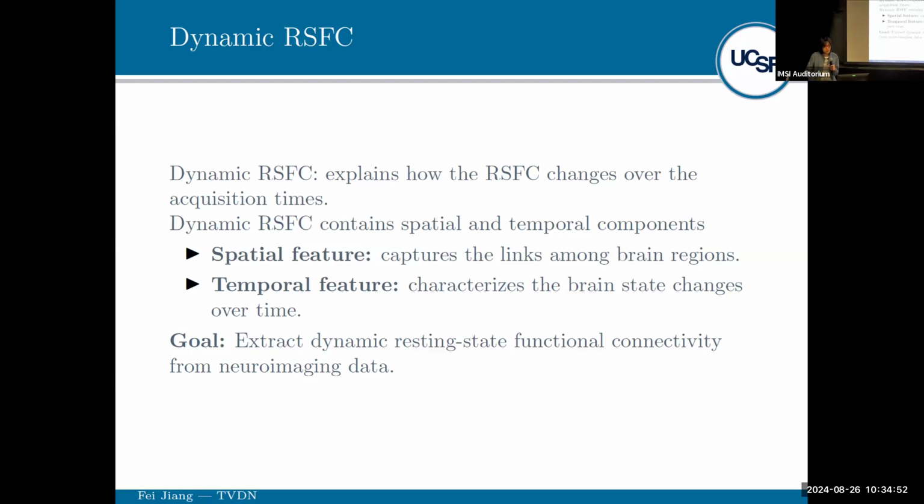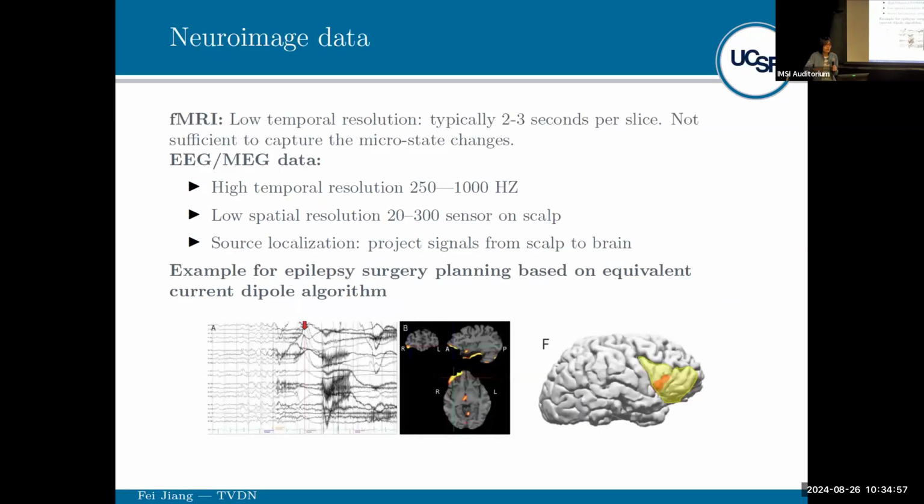The second question for us is which kind of neuroimaging data we need to use. There are a few kinds of functional data. The first one is the fMRI data, but the problem is that fMRI data has low temporal resolution, typically just 2 or 3 seconds per slice. It's not sufficient to capture the microstate changes. So we've switched our focus to EEG and MEG data. Those data have a high temporal resolution, like 250 to 1000 hertz, meaning that you can collect 1000 data points per second. But the problem is that this has low spatial resolution.